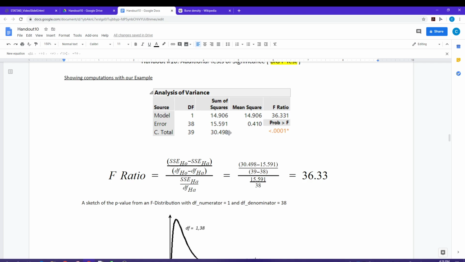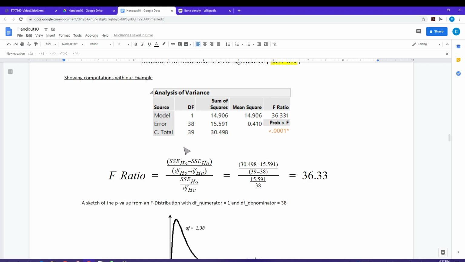So this here, 30.498, that is going to be the sums of square error from a straight line model, from just a line, a mean. That's what we had up above, minus the 15.591. So this numerator is actually just the sums of squares for the model, and then the degrees of freedom for the model. And then in the bottom, I have 15.591 divided by 38, and that's going to give me 0.410. I take the numerator, which is 14.9, divided by the denominator, which is 0.4, and I end up with this 36.33.